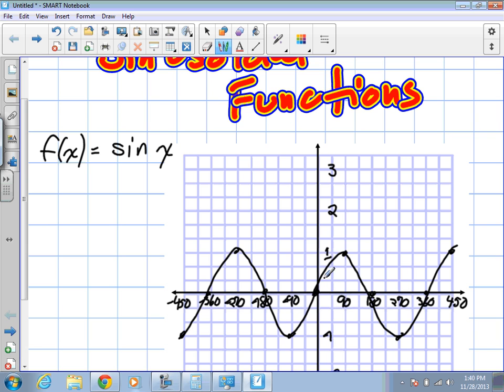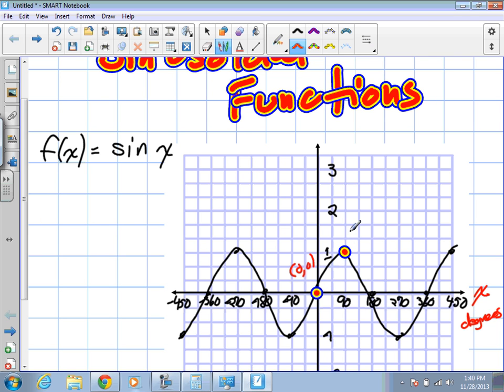But what we're looking for here is there are 5 major points I would like you guys to know. So if I am asked to graph this function, f of x equals sine x, there's 5 major points. One of them is the origin. So this starts at the origin at 0 and 0. The next major coordinate I want you to know, and our x-axis is in degrees, make sure we have that, is at 90 and 1.